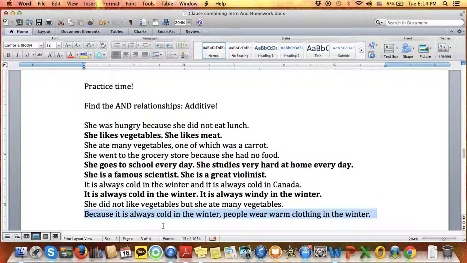Now, you might be saying to yourself right now, wait a minute, wait a minute. You just started a sentence with because. That's not okay. Actually, yes, it is okay. That's because we have a main clause right here, and right here we have a dependent clause.